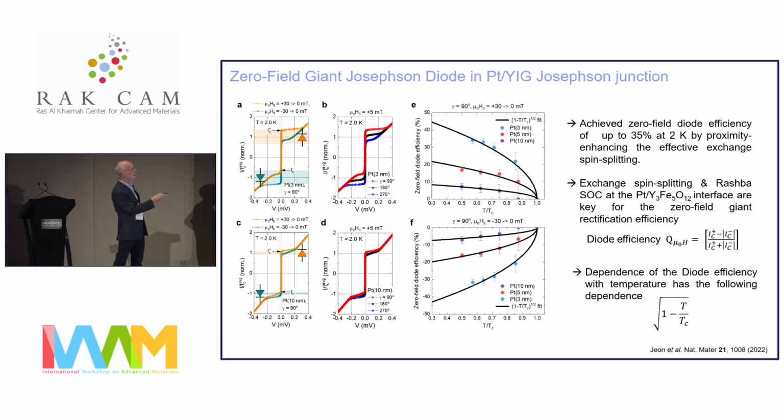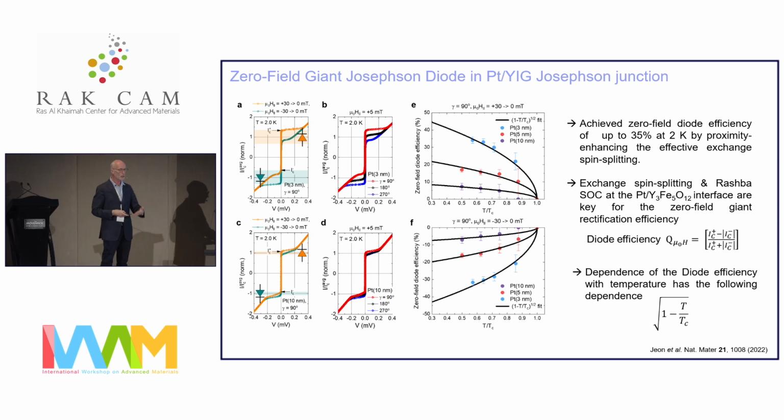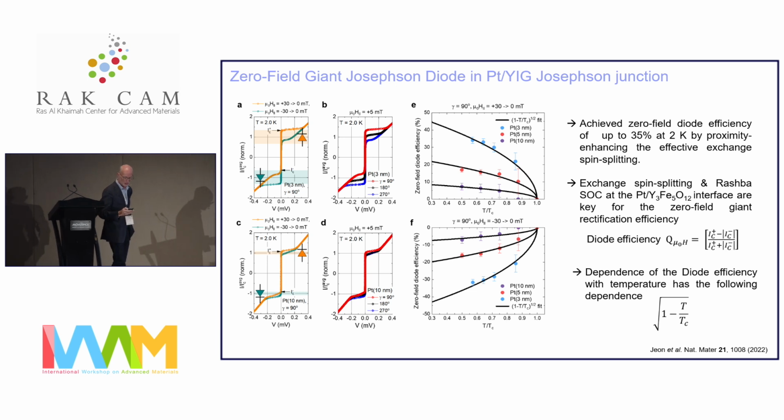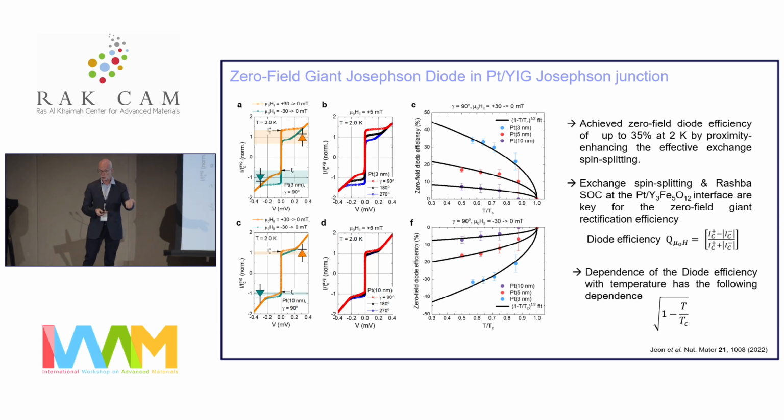And by the way, these measurements are taken at 2 degrees Kelvin, not at millikelvin temperatures. And the size of this, the diode efficiency, the difference in critical currents left and right, is 40%. In the case of nickel ditelluride, the maximum effect we could see was up to 80% at these 20 millikelvin temperatures. Here, we're just operating at 2 degrees Kelvin.